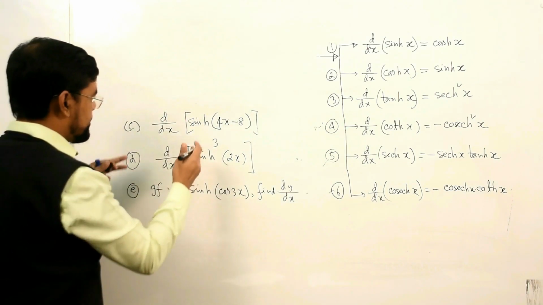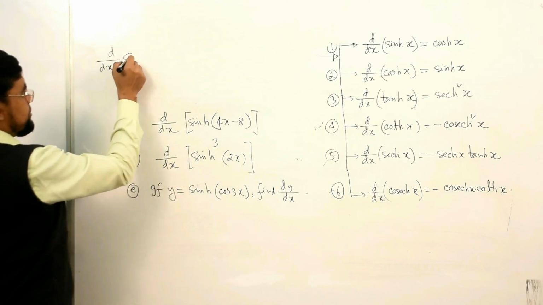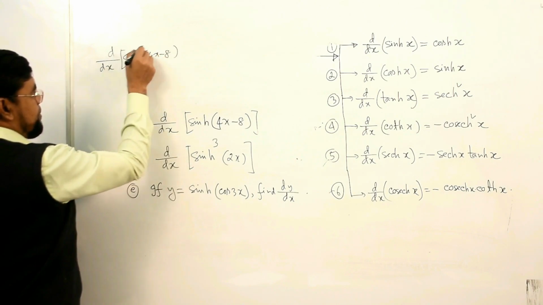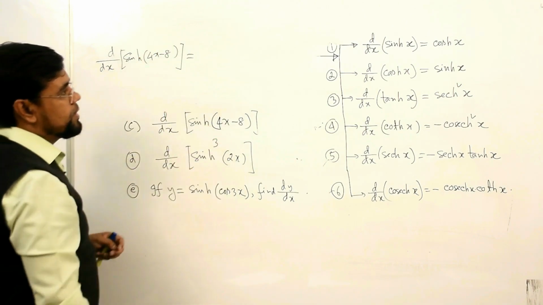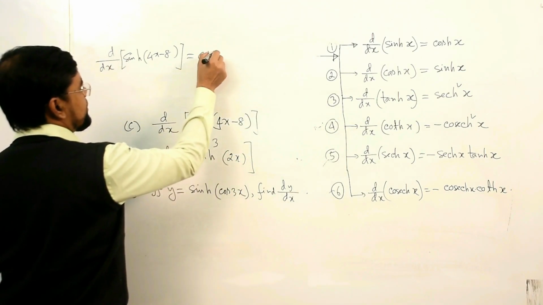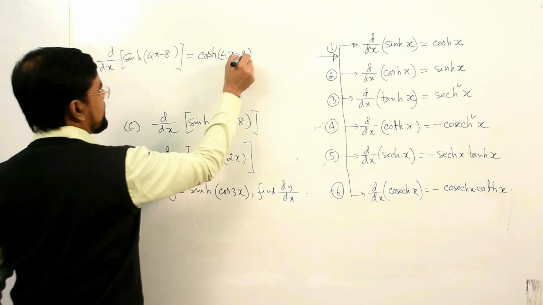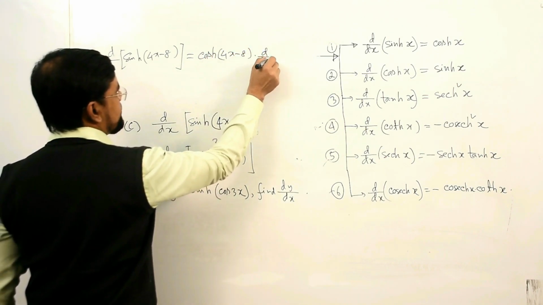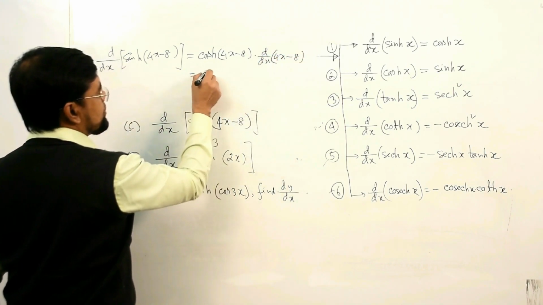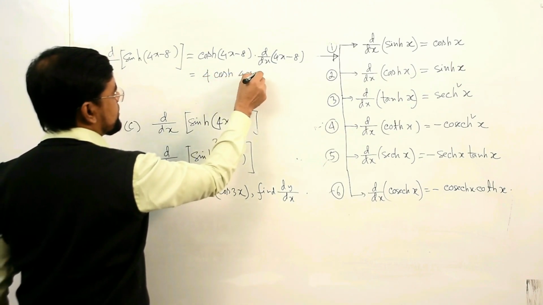And how about the third one? The derivative of sine hyperbolic 4x minus 8. We know the derivative of sine x equals cos x. So this one will be cos hyperbolic 4x minus 8, and you need to again differentiate 4x minus 8, which is equal to 4 cos hyperbolic 4x minus 8.